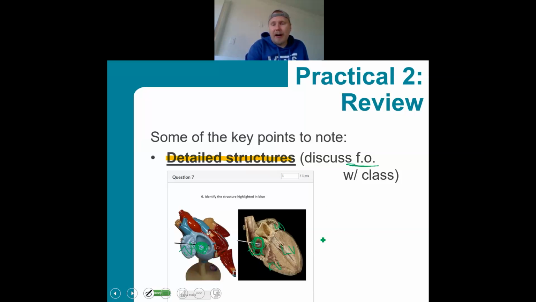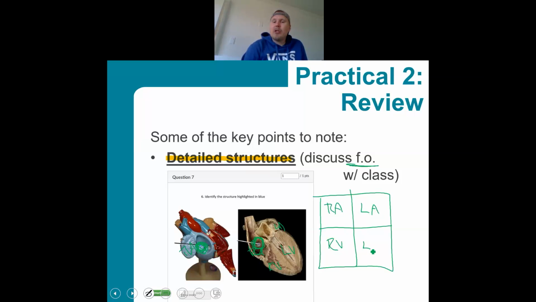So again, let's draw our heart here. And I'm going to use the simple version. So our right atria, right ventricle, left atria, and left ventricle. So we remembered that the pulmonary trunk from the right ventricle went to the lungs. And the aorta from the left ventricle then supplied the systemic circulation, the rest of the body, all the tissues there.